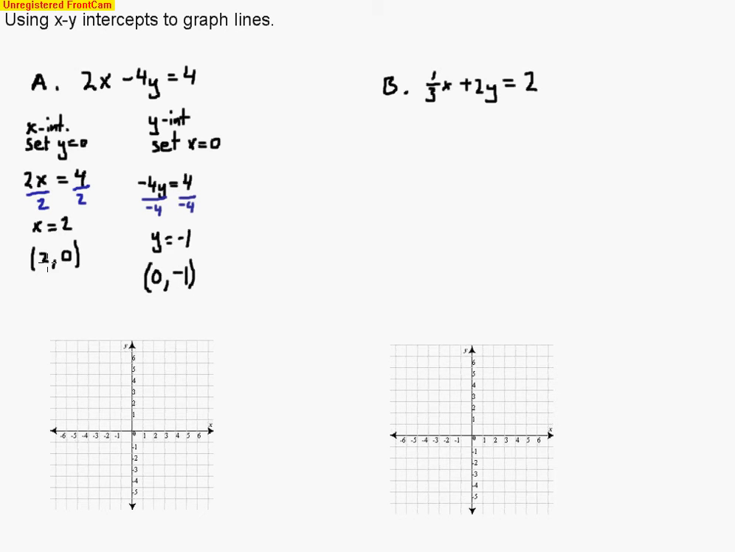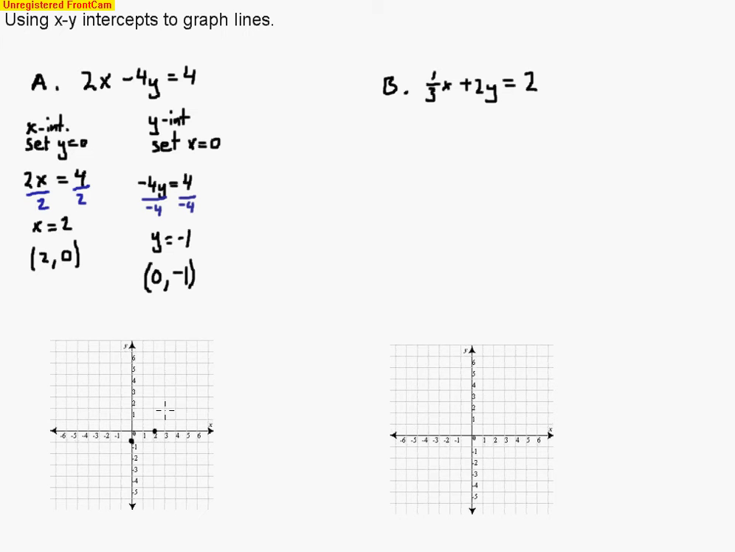Now we're going to take these 2 points, and we're going to plot them on this coordinate plane that I've drawn down below. So for the x-intercept, it was (2, 0). So we go over from the origin 2 spaces, and we put a dot. See, there's the x-intercept. It's where it crosses the x-axis. The y-intercept, (0, negative 1). So we go over 0 spaces, and we go down 1 space, and put the dot.